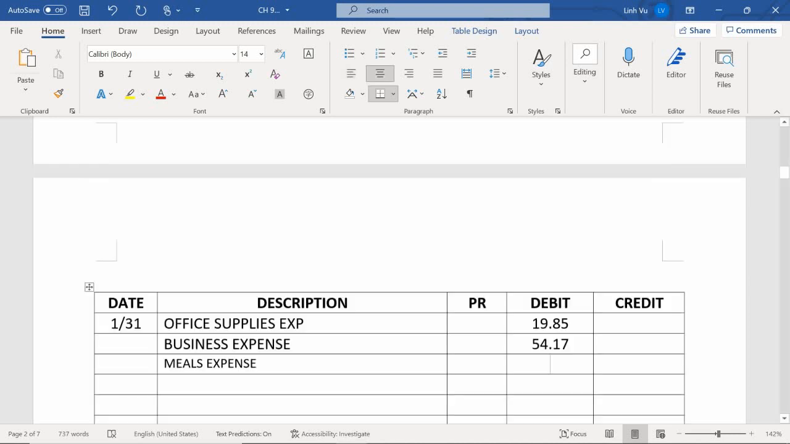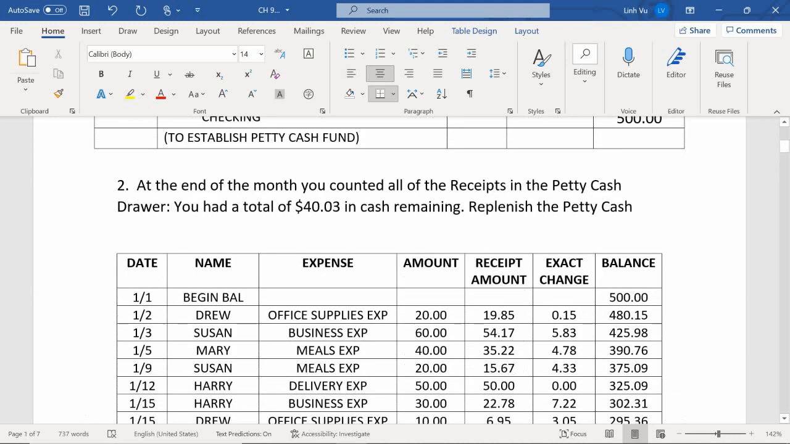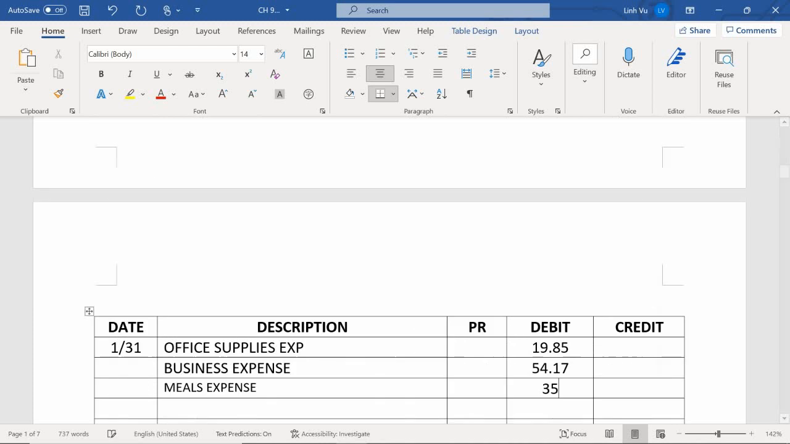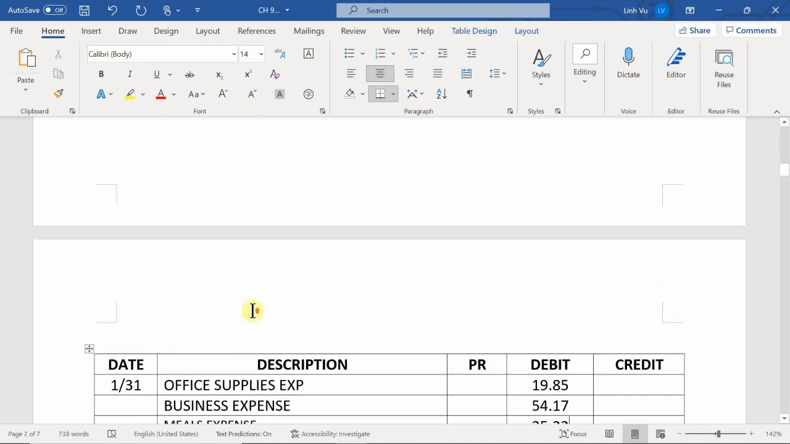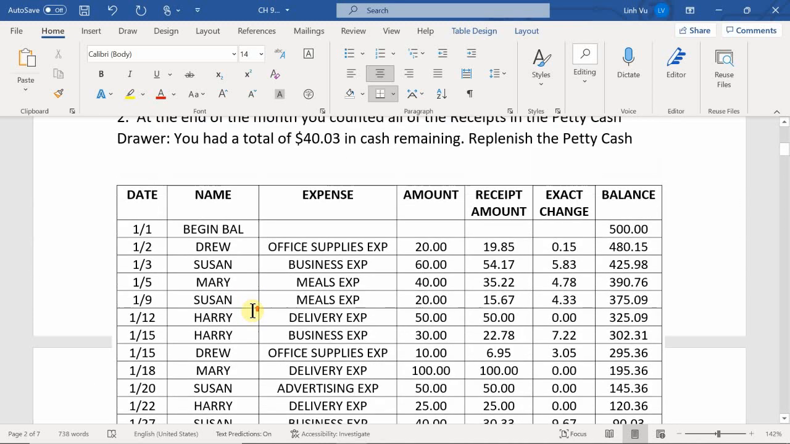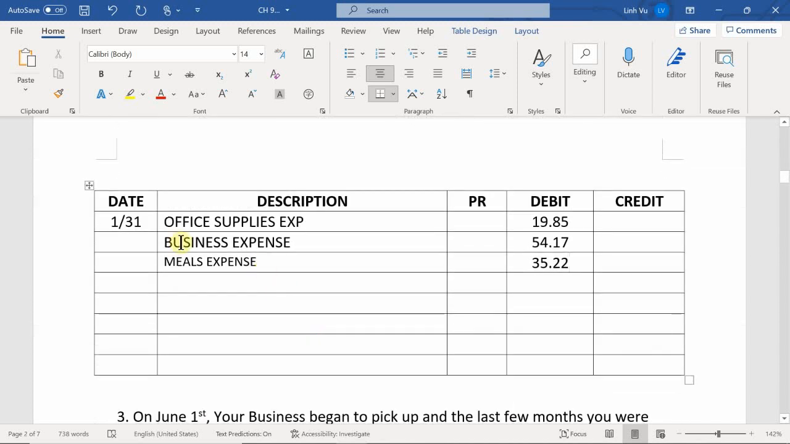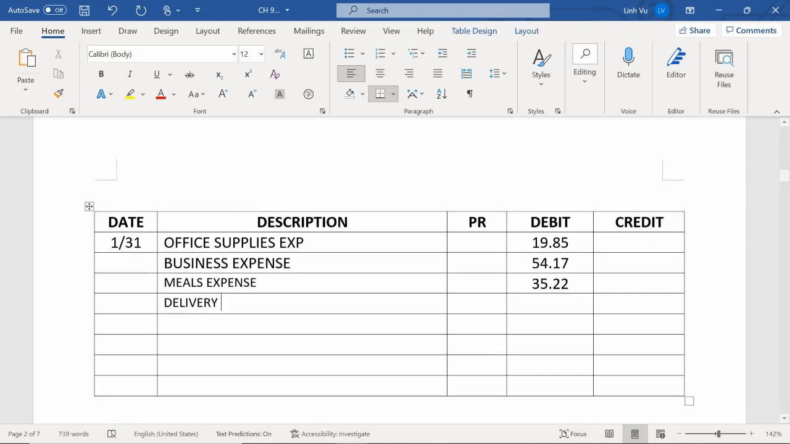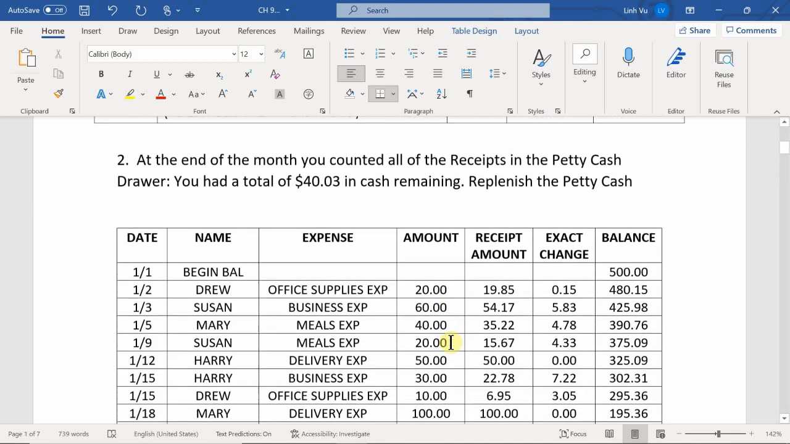For $35.22. Okay. So then let's see what happened next. Then we had a delivery expense, right? Harry decided to take some money out for delivery expenses for $50. So here I have to recognize that there's a delivery expense. We have meals before delivery. It's 2 meals.